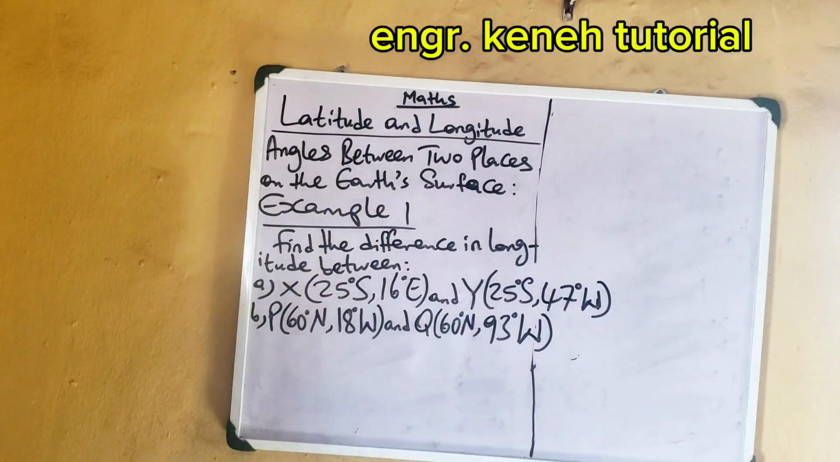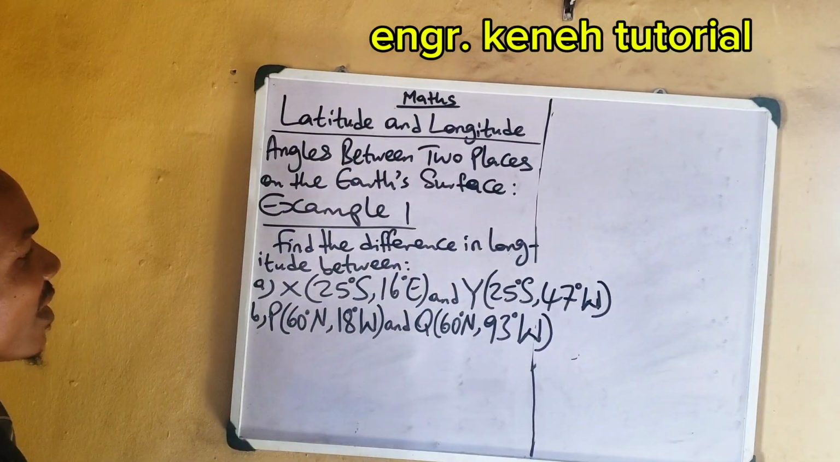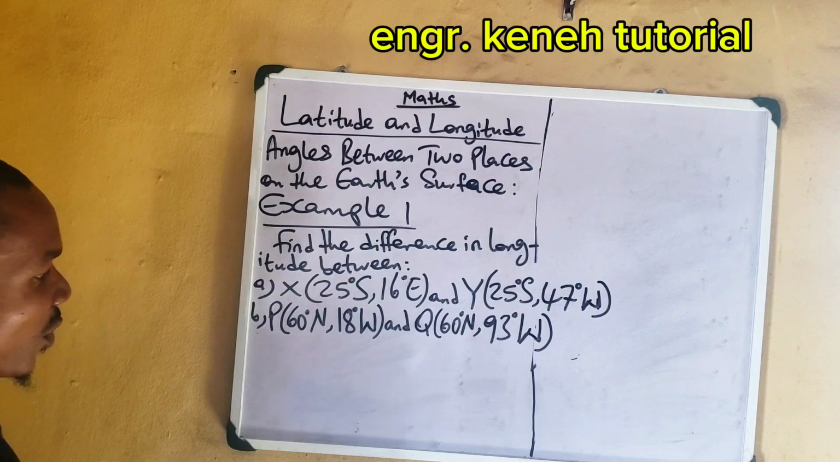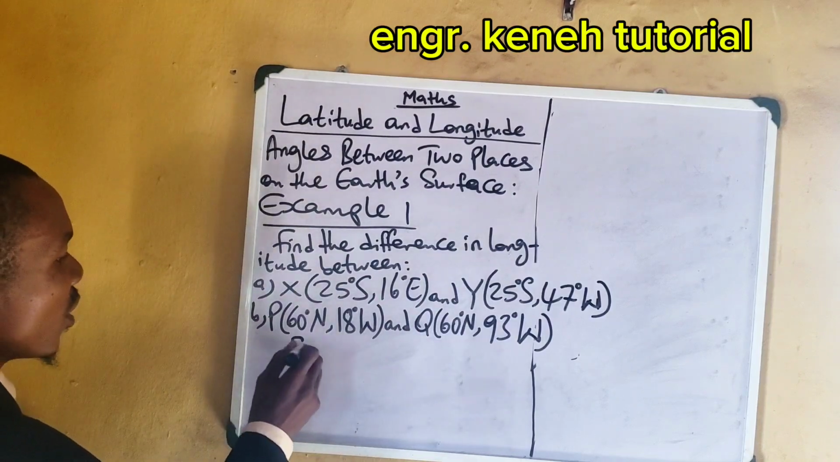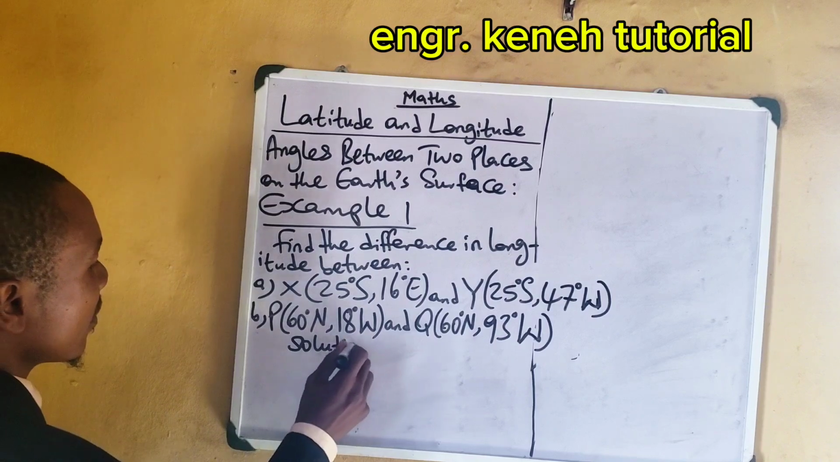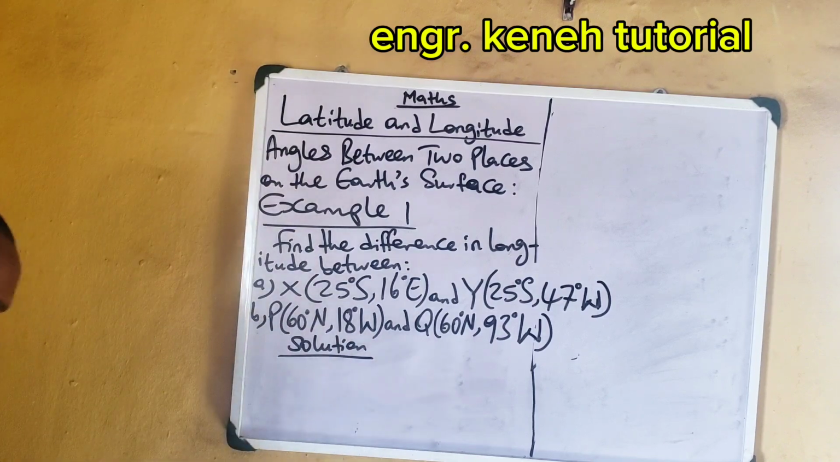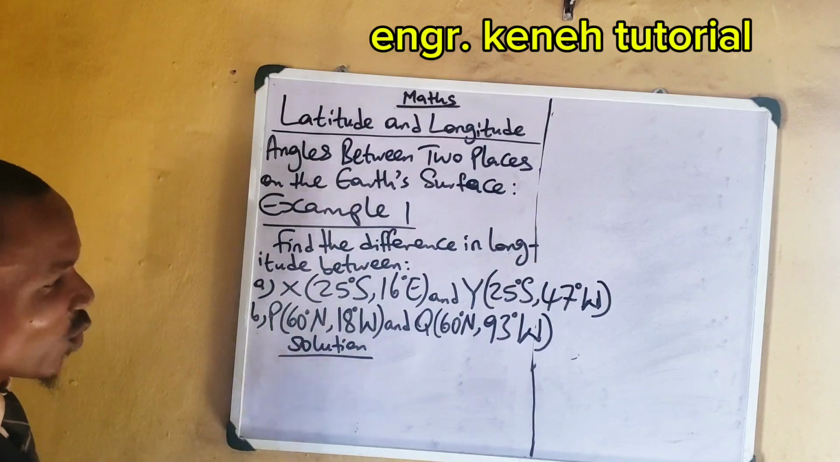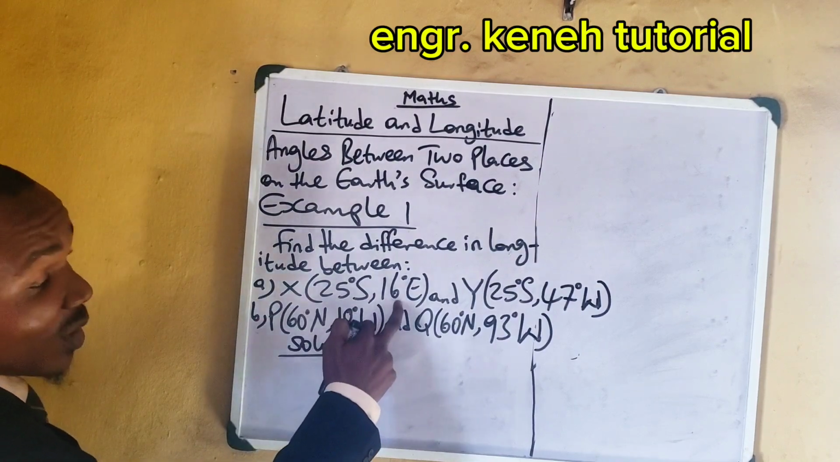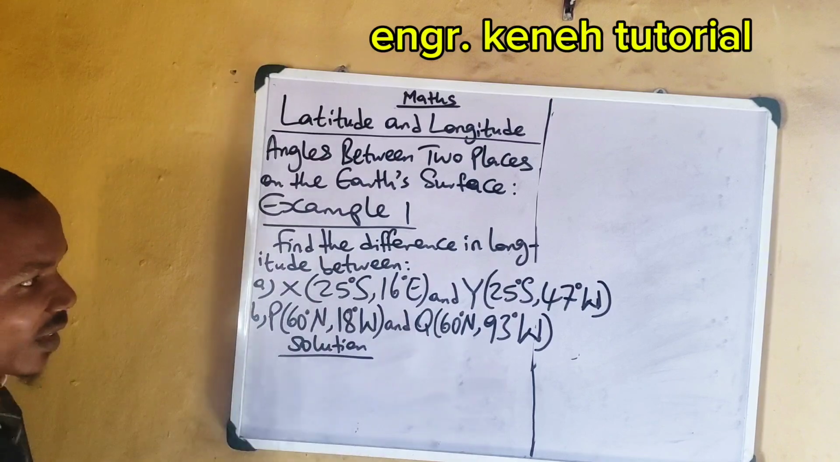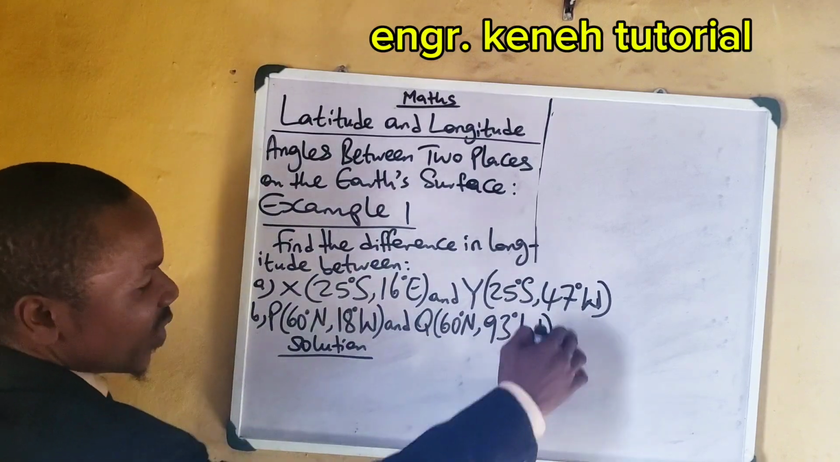All right, we have example 1. Example 1 says, find the difference in longitude between point X and point Y. So we have the solution like this. If you are asked to solve something like this, you ask yourself, what are the longitudes that we are talking about? Look at the longitude of point X. It is 16 degrees east. Then for point Y, the longitude is what?